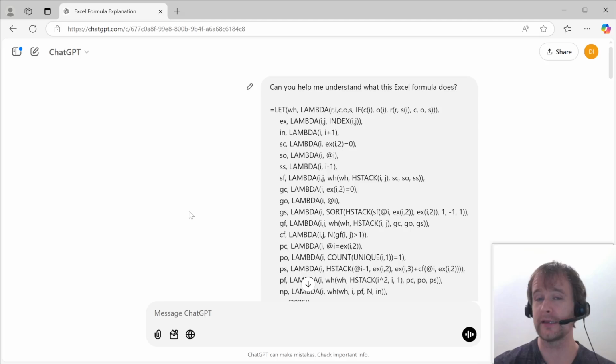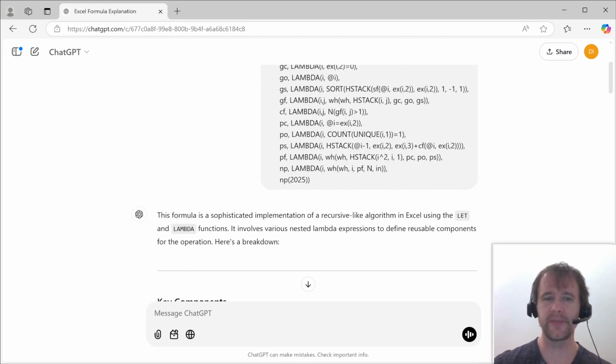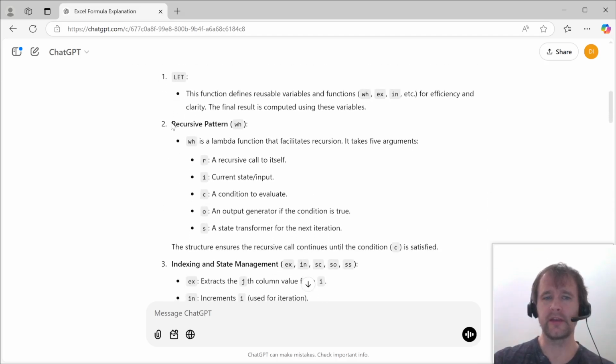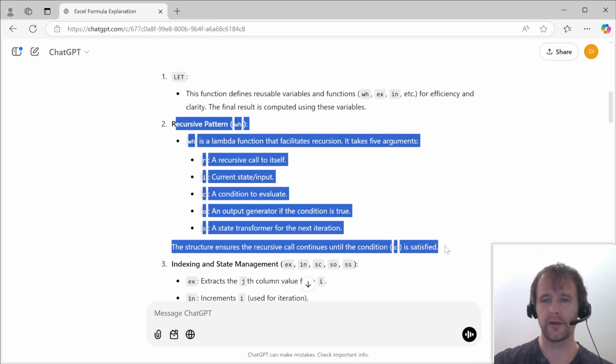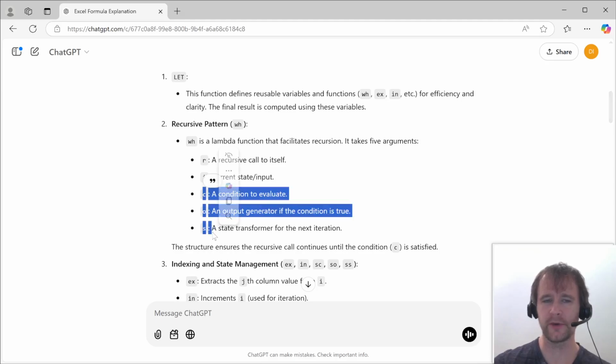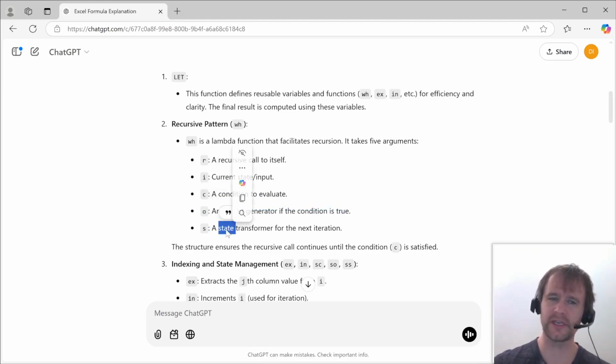I was a little naive because ChatGPT can make at least a decent stab at this and can certainly give you some helpful guidance. So here's what it gave me when I asked it about it. It said, well, this is a let, fine. It gave a textbook perfect answer on understanding the WH, like the recursive pattern. WH is a lambda function that facilitates recursion. It takes 5 arguments, and it even correctly identified what these, C, O, and S, were kind of standing for. In my head, this was step rather than state transformer, but like condition, output, and state transformer. Nailed it.